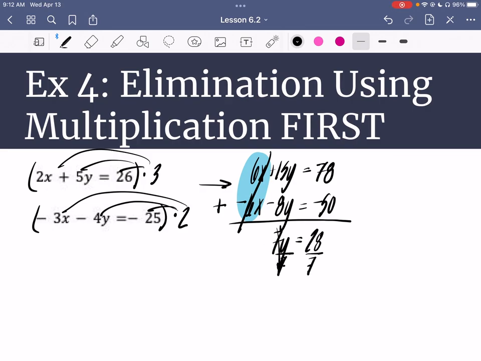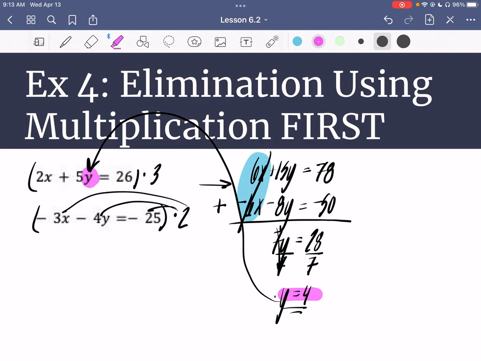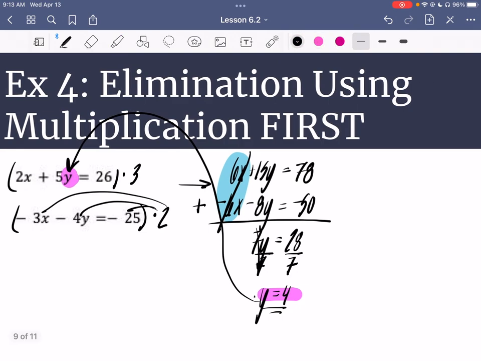So I divide both sides by 7. Same exact process that we've been doing this whole time. I get y equals 4. And now we're going to plug that back in. Let me just erase this a little bit here so it's not so messy. I'm going to plug that back into the original top equation. So 2x plus 5 times y, which we said is 4, and all of that equals 26. So I get 2x plus 20 equals 26.